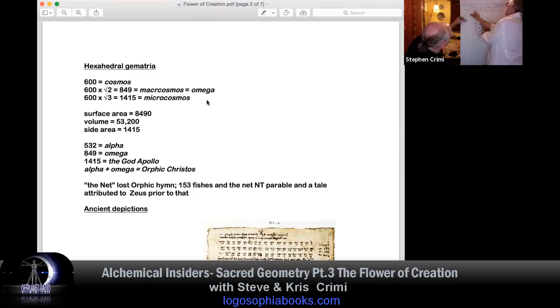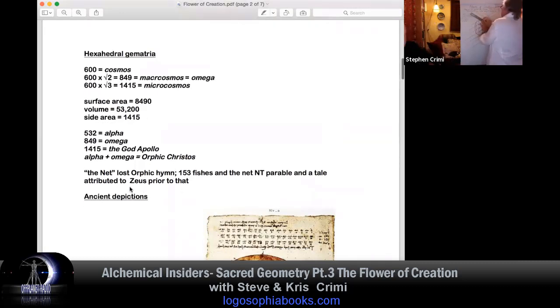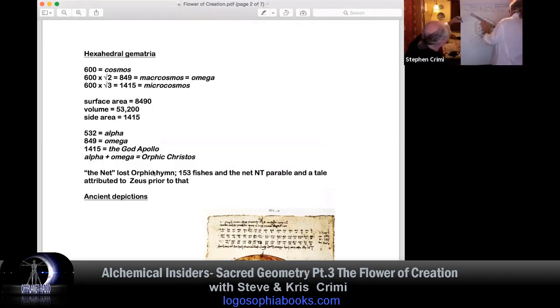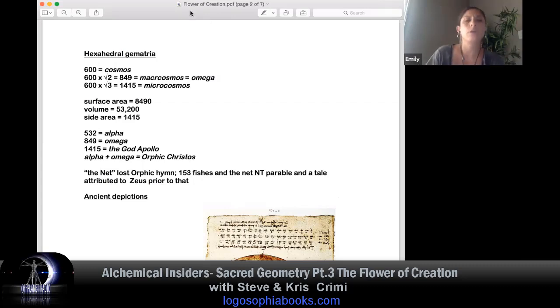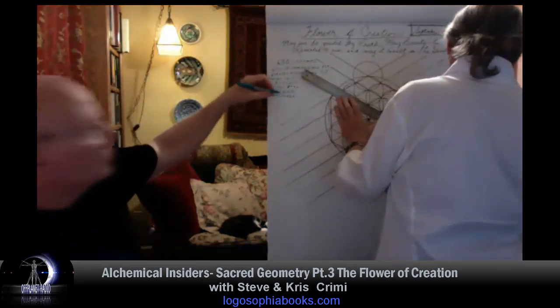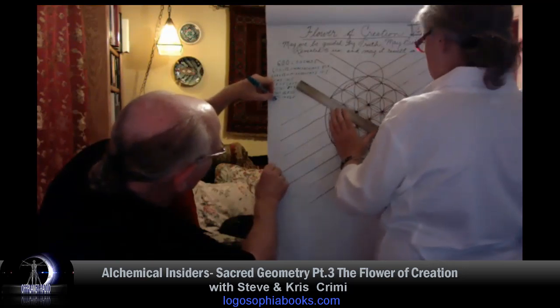So this 532, because it doesn't matter how many zeros you have after something with gematria, the 532 now equals the alpha, and the 849 equals the omega. So you have the alpha and the omega, which is the beginning and everything in between. That's one of the Christ I am sayings. There are seven I am sayings in the Gospel of John. One of them is I am the Alpha and the Omega. I am the way, the truth, and the life. And then this 1415 comes out to be the god Apollo.